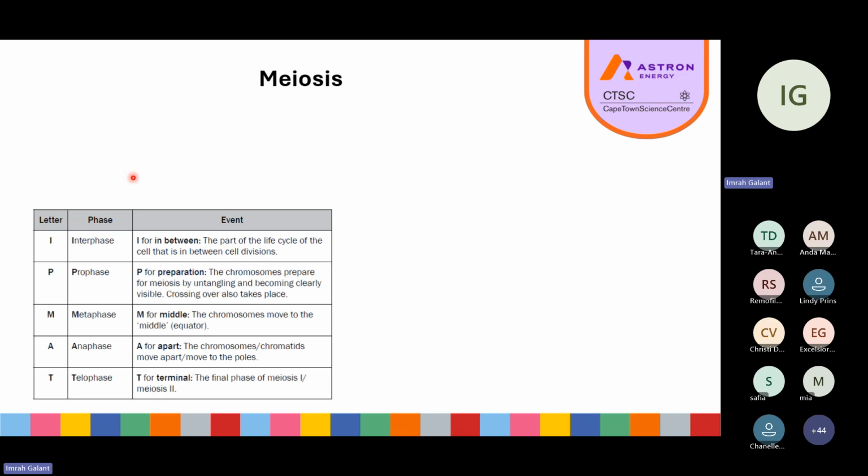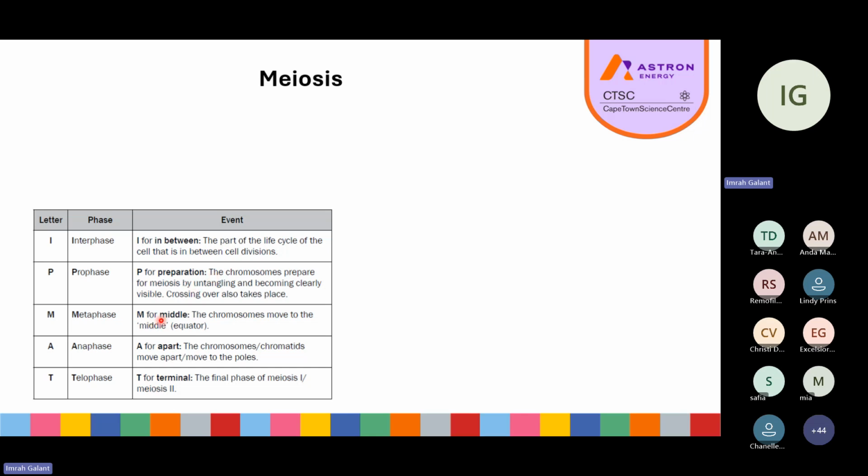Okay, so a nice way to remember meiosis is by this mnemonic IPMAT over here. So let's look at what the first one says. We have the interphase, I for in between, the part of the life cycle of the cell that is in between cell divisions. So next up we have prophase, P standing for preparation, where the chromosomes prepare for meiosis by untangling and becoming clearly visible. So crossing over takes place in prophase, but remember it only takes place in prophase 1.